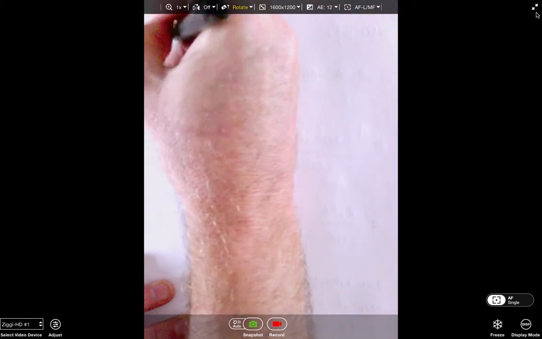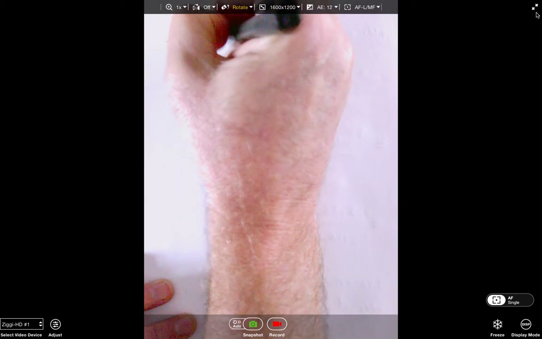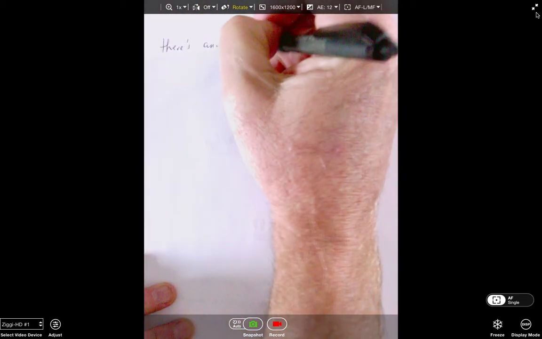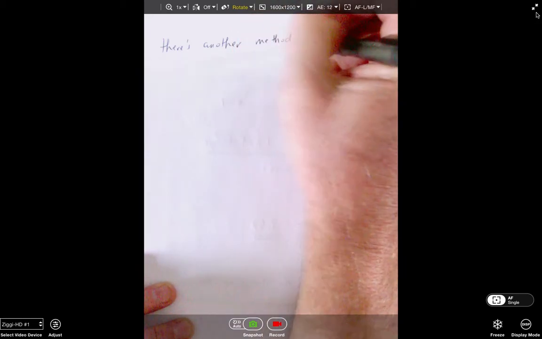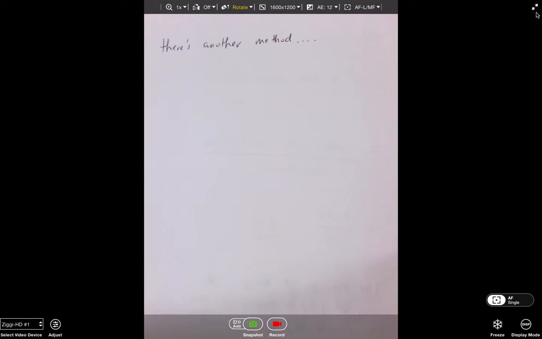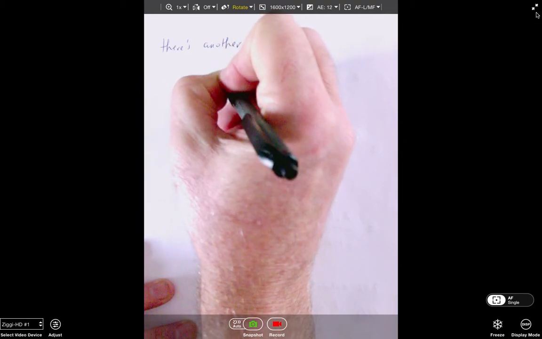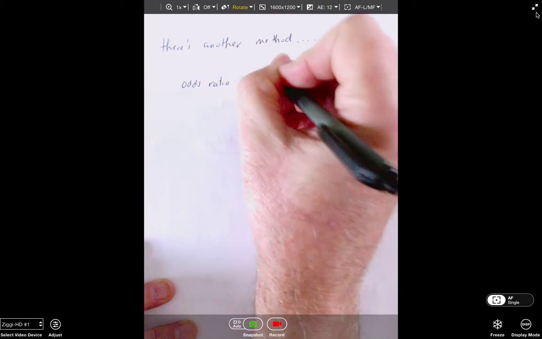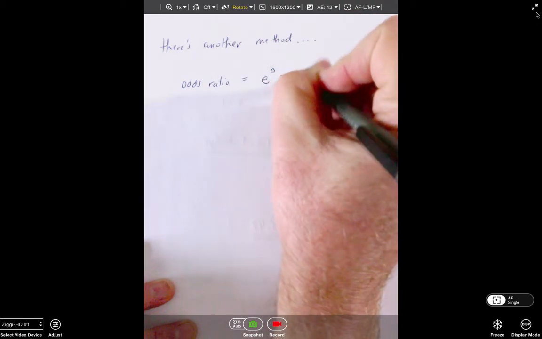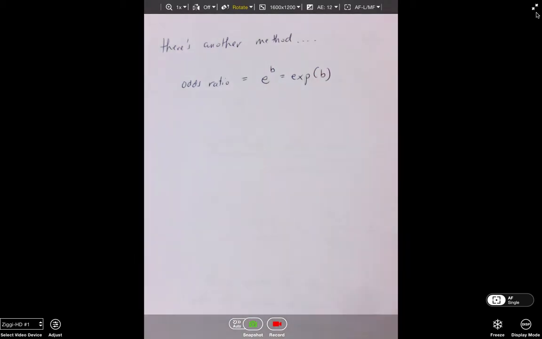Well, gang, there's another way. And this other method is much easier. So there's another way of expressing odds ratio. It can also be found by raising e to the base b. I would think usually this is preferred. I prefer it because it's easier and it's just a straightforward calculation from our beta.